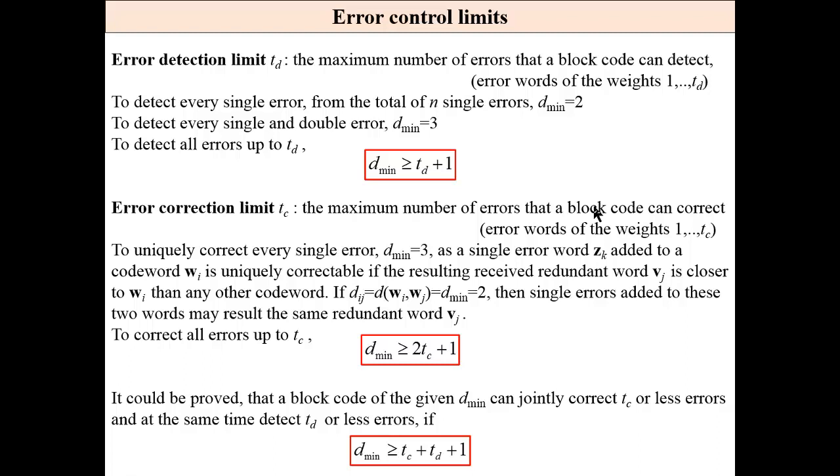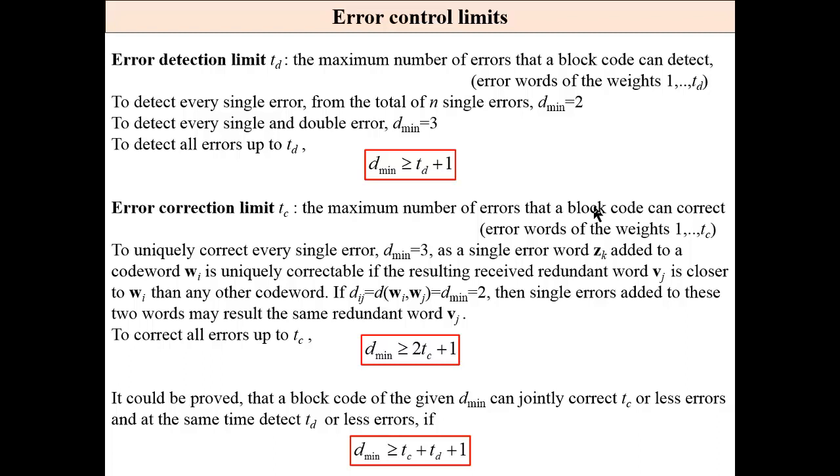Error control limits. Error detection limit, T sub D: the minimum number of errors that a block code can detect. To detect every single error from the total of n single errors, the minimum distance should be 2. To detect every single and double error, then 3. And to detect all errors up to T sub D, the minimum distance should be at least T sub D plus 1.